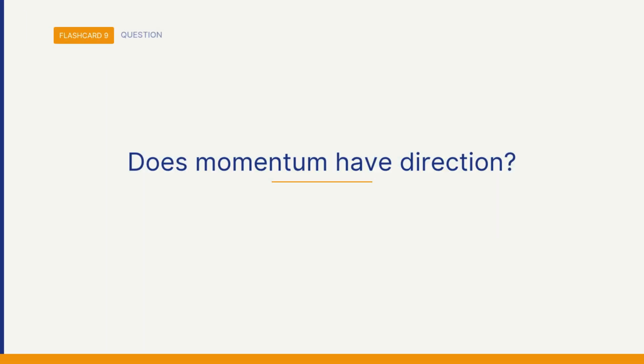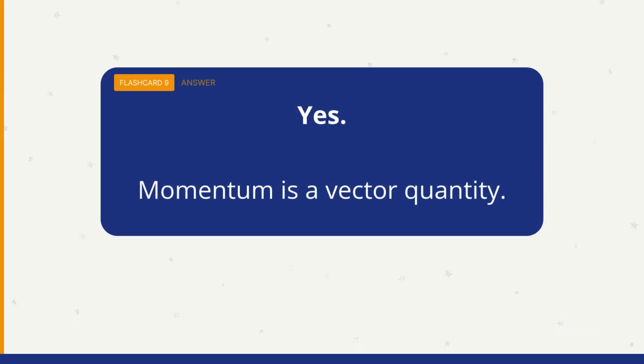Flashcard 9. Does momentum have direction? Think carefully before revealing the answer. The correct answer is, yes, momentum is a vector quantity. This means that momentum has both magnitude and direction.